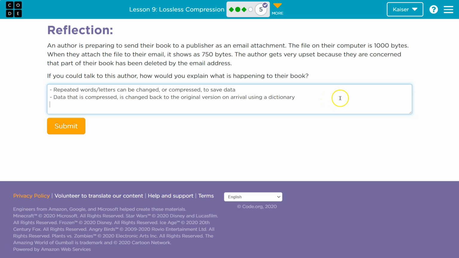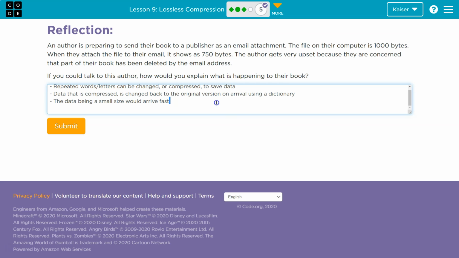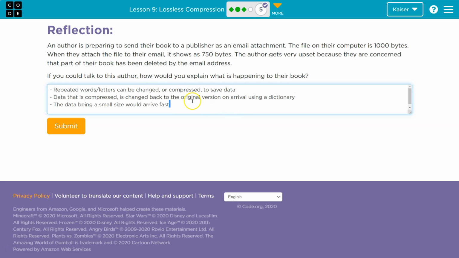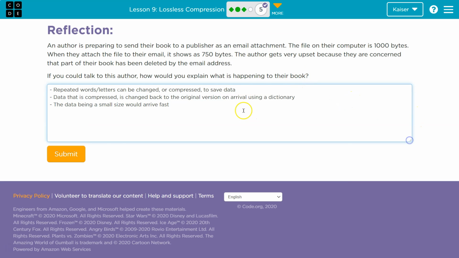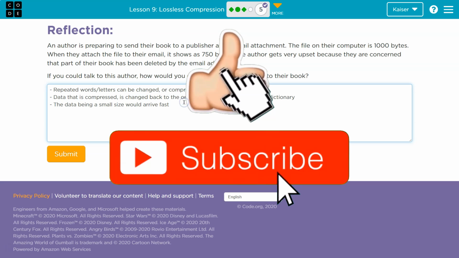Actually, the author might like it because what benefit does this have for the author? Well, the data being a smaller size would arrive faster. Now, again, I'm just thinking through this with you, right? Because this one's, how could you talk to the author, explain what is happening? So you need to be telling the author this. You certainly don't want to be using my words because that would be plagiarism.